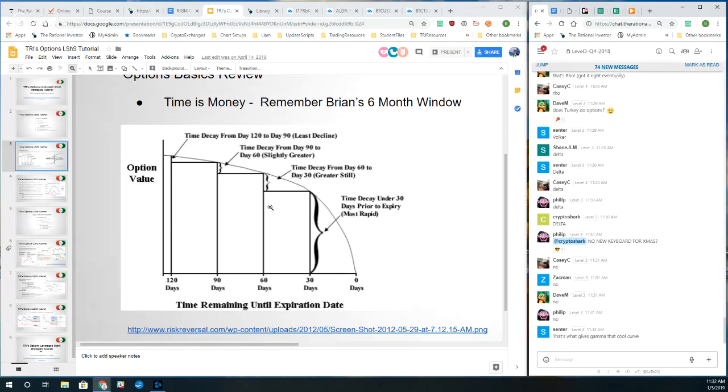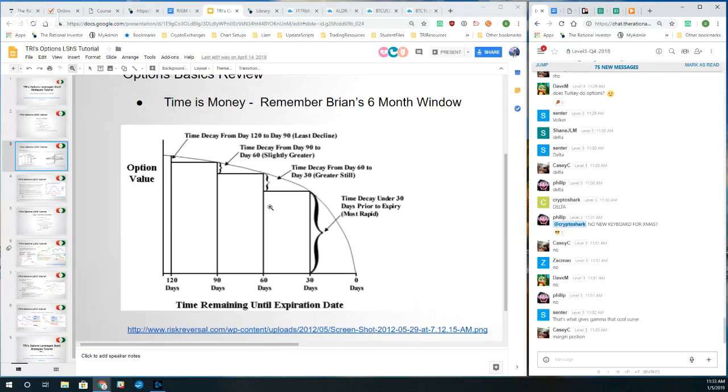There is something unique about options in that an at-the-money option must be the same value as what? Maybe we should, I'll ask that question. Let's see if you guys can figure that out. An at-the-money option should trade at the same value as what?